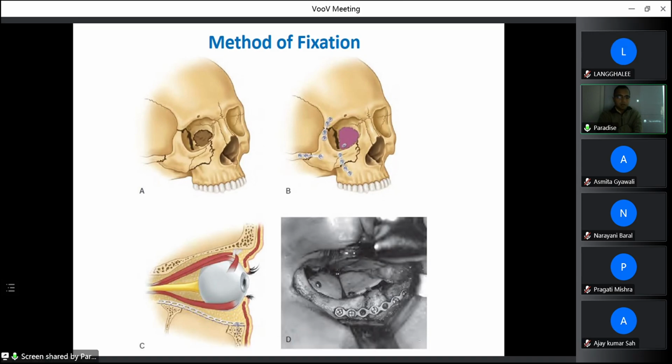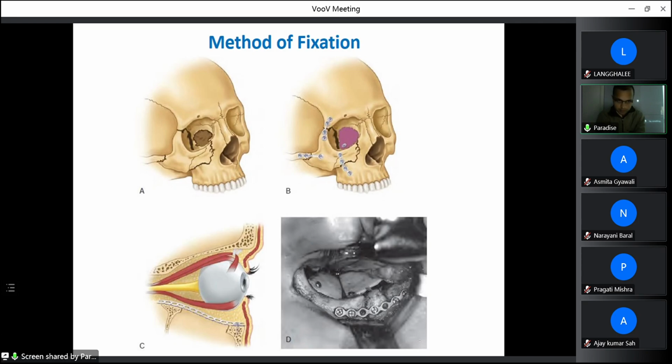So depending on severity, if it is a minimally displaced fracture, then we don't have to fix, we don't have to operate. There are 4 criteria for surgery. If there is no facial asymmetry, no reduction in mouth opening, no paresthesia, in such cases you don't have to operate. In such cases, no fixation is required.